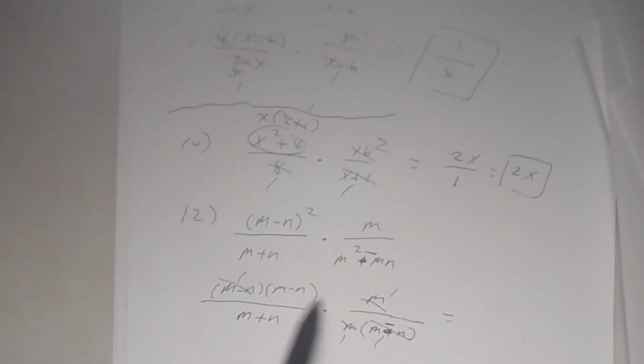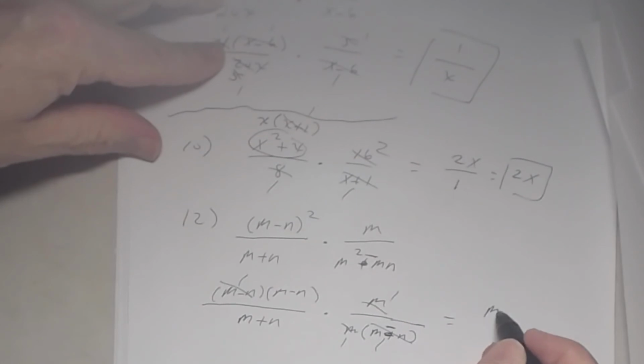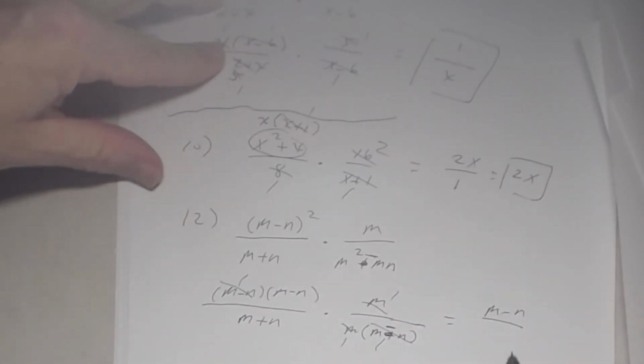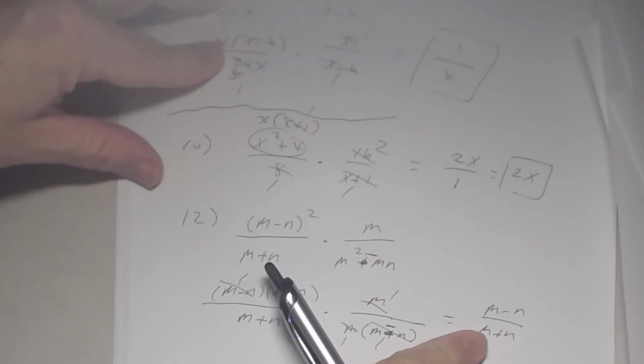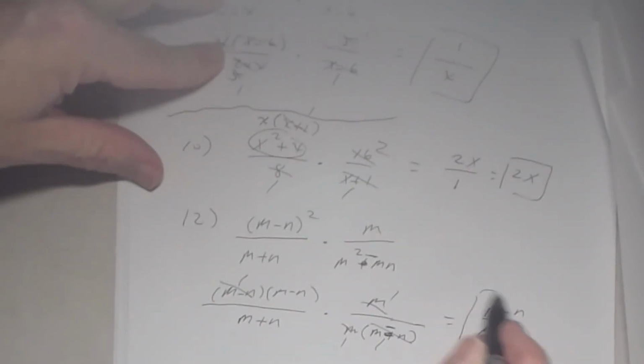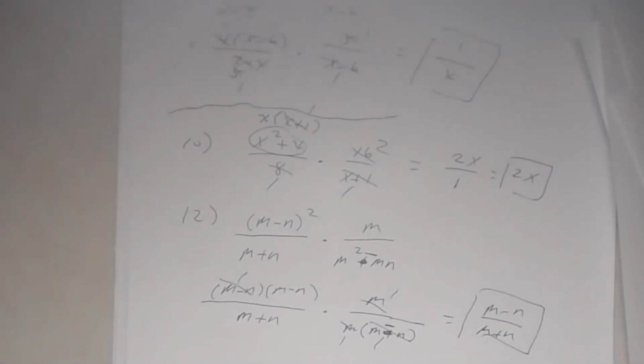So now, what's 1 times m minus n times 1? M minus n over m plus n, because m plus n times 1 is m plus n. Can I cancel all these m's? No, those are not factors. So that's number 12.